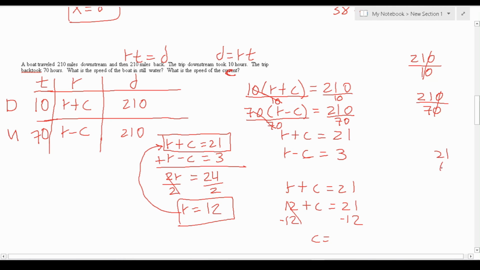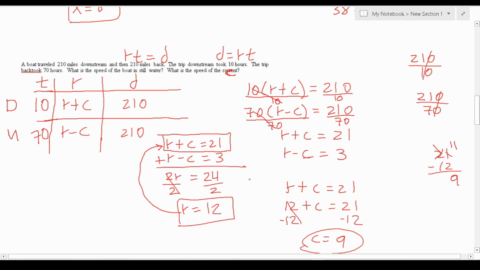If we can't work that out in our head, let's do it off to the side. 1 minus 2 we can't do. We have to borrow. This becomes 1. This becomes 11. 11 minus 2 is 9, so it's going to be 9. So we can see the speed of the current is 9. And just like that, we solved this one. That is, we found the speed of the boat in still water, as well as the rate of the current.